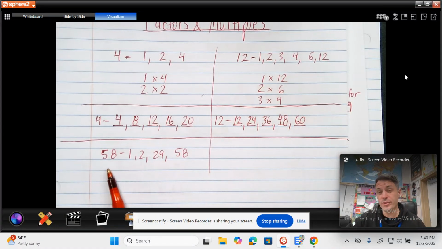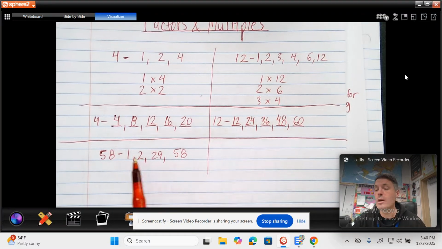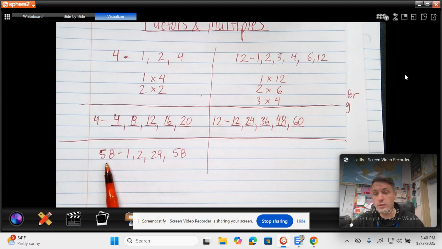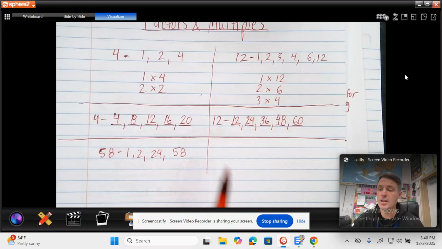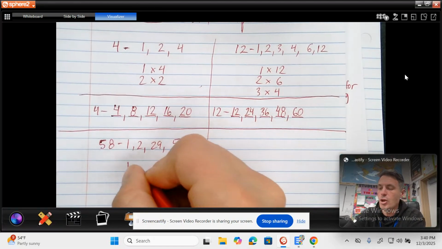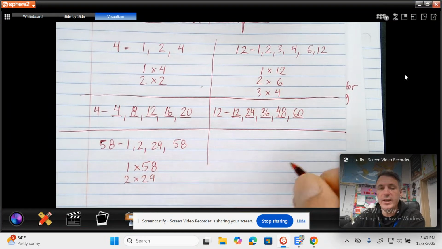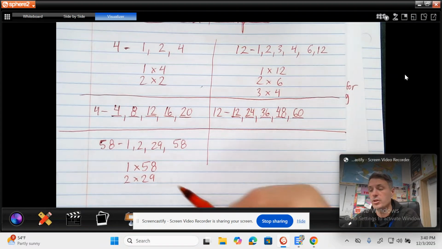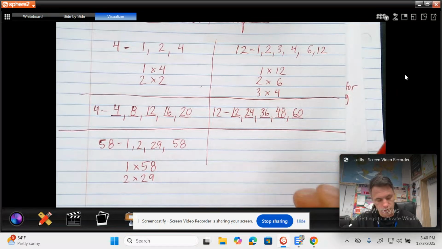We're not going to list multiples of 58 because it would be a little bit arduous to count by 58s, but we could do it. Remember, if we were going to list the multiples of 58, we'd just be counting by 58s. But when we're listing the factors of 58, we're listing all the numbers that can be multiplied together to equal 58. So the reason 1, 2, 29, and 58 are factors of 58 is because 1 times 58 is 58, and 2 times 29 is 58. And those are the only numbers in the world that can be multiplied together to equal 58. So those are the factors of 58.